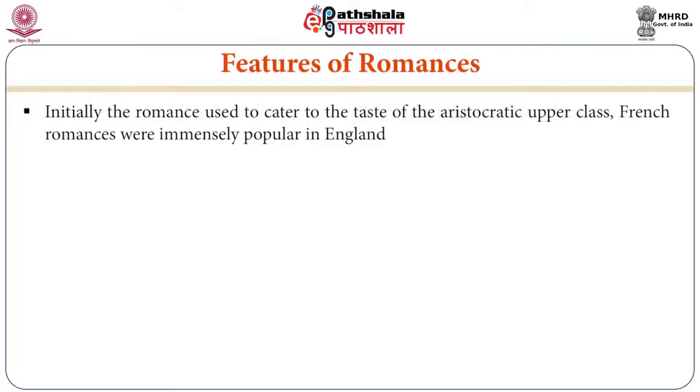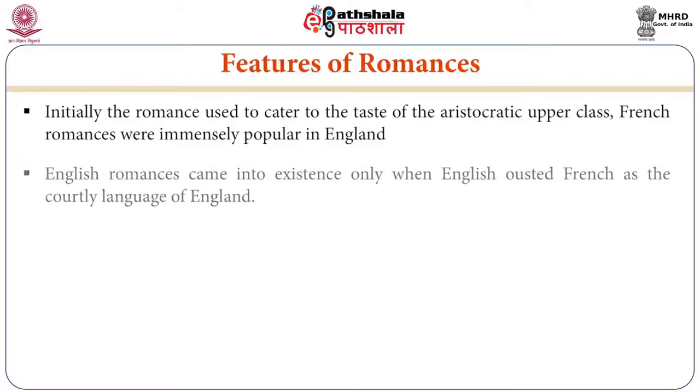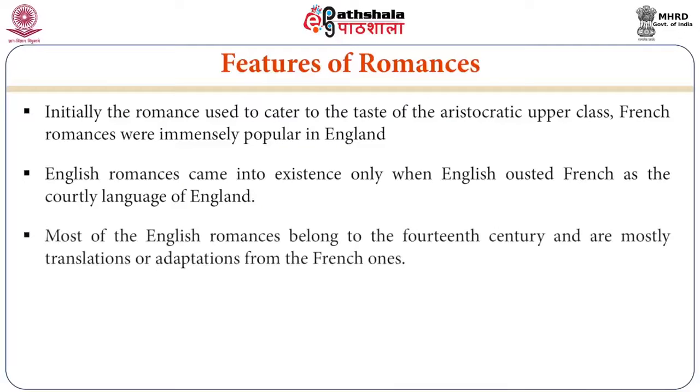Initially, the romances were used to cater to the taste of the aristocratic upper class. That means at the first instance, it was written for the upper class. French romances were immensely popular in England. As soon as the militaristic invasion was complete, it was handed down to the British. English romances came into existence only when English ousted French as the courtly language of England. It was a later development. Most of the English romances belong to the 14th century and are mostly translations or adaptations from their French counterparts.